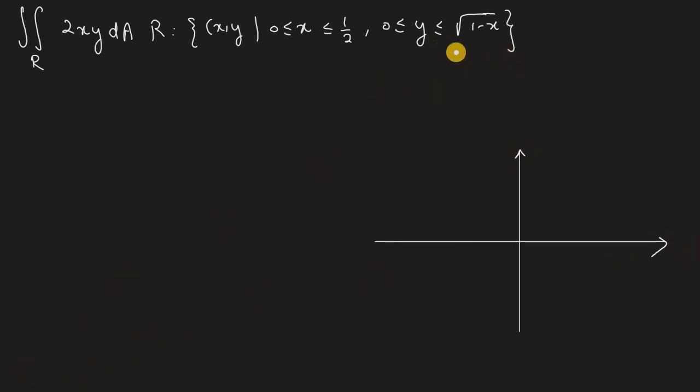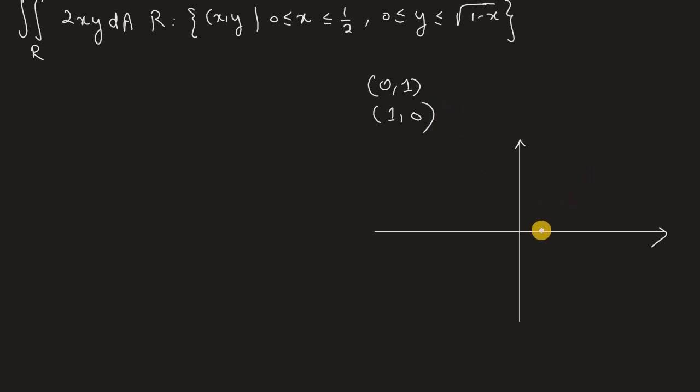Okay, so let's go ahead and draw this region. So here we have y equals 0 to y equals the square root of 1 minus x. So this is simply a square root function where you can find two points in this equation by plugging in x equals 0 and y equals 0. So you will get two points, (0, 1) and (1, 0).